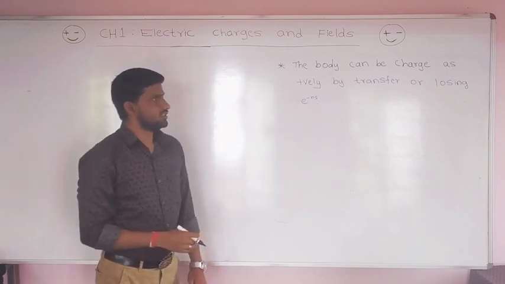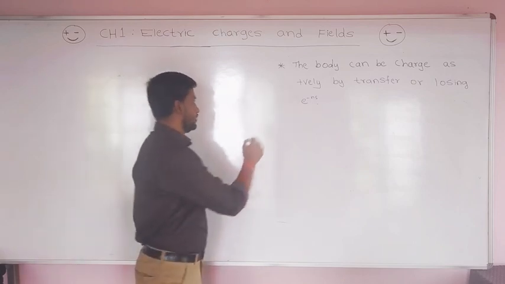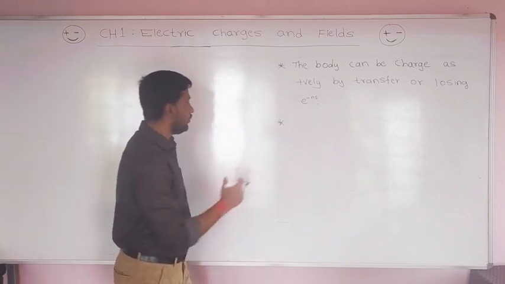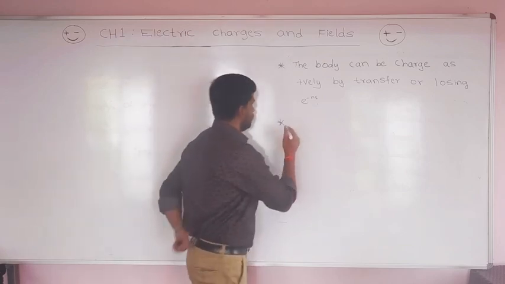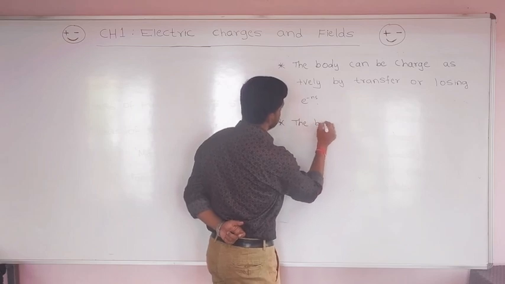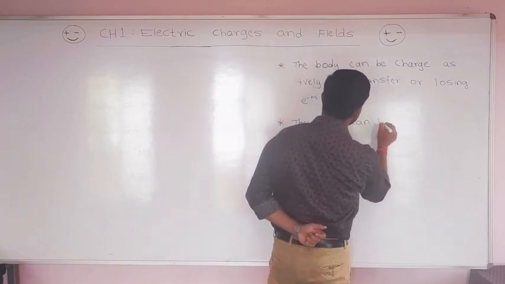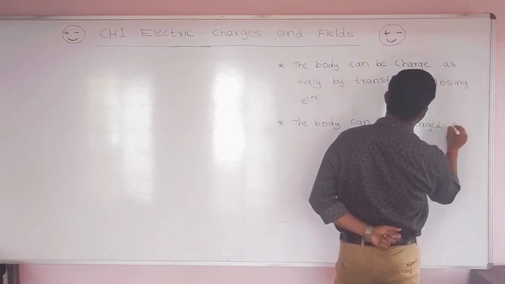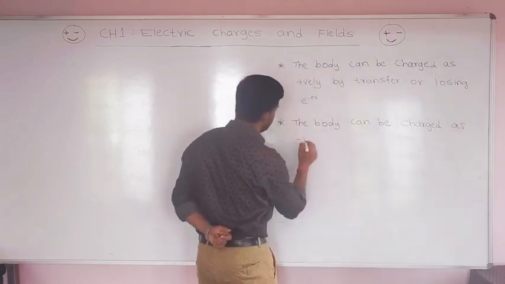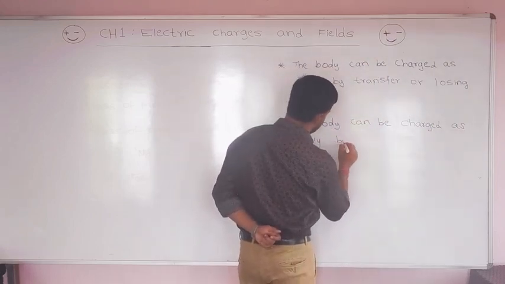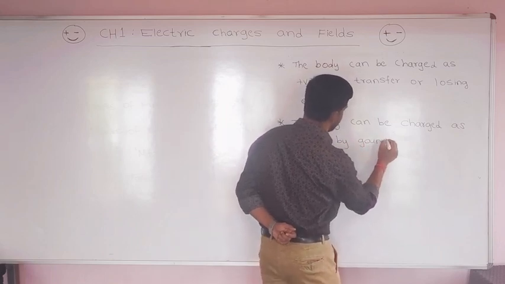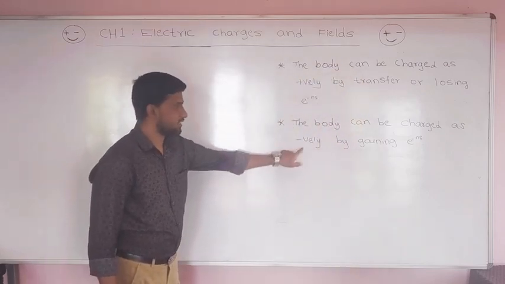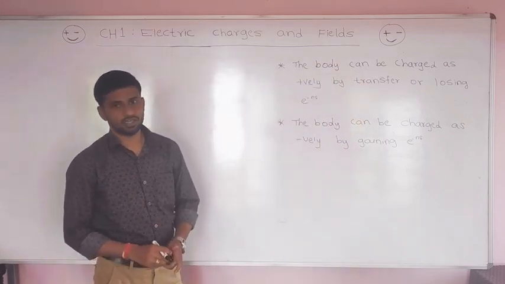So like that we can charge a body as a positively charged body, and also we can make a body negatively charged. How can we make a body negatively charged? The body can be charged negatively by gaining electrons. So like that we can charge a body as a negatively charged body. These 2 points are very important points.